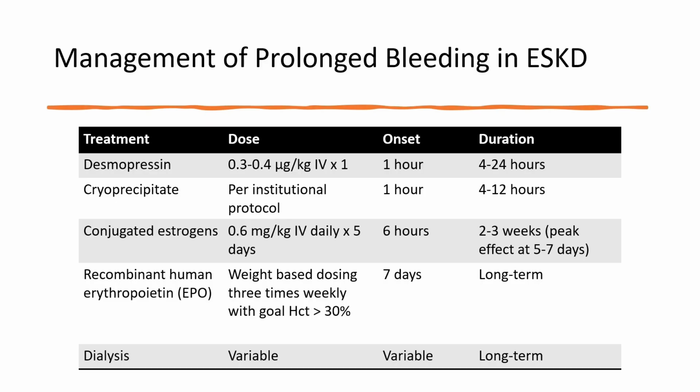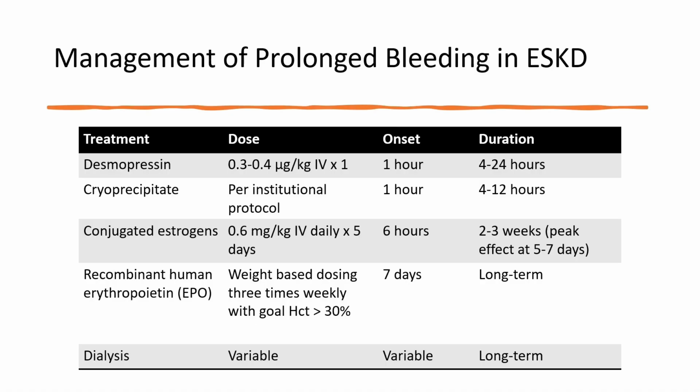And then conjugated estrogens have been shown to have some benefit in prolonged bleeding. So if, for example, a patient has a GI bleed, they have upper and lower endoscopy that don't show anything, and they're going to have a pill cam or video capsule, where there's a capsule that goes through the GI tract and takes pictures to find the cause. If that's going to be done outpatient, and it may be a while before they're able to have that done, IV estrogen can be given for 5 days to help with the bleeding, and it works for 2 to 3 weeks.